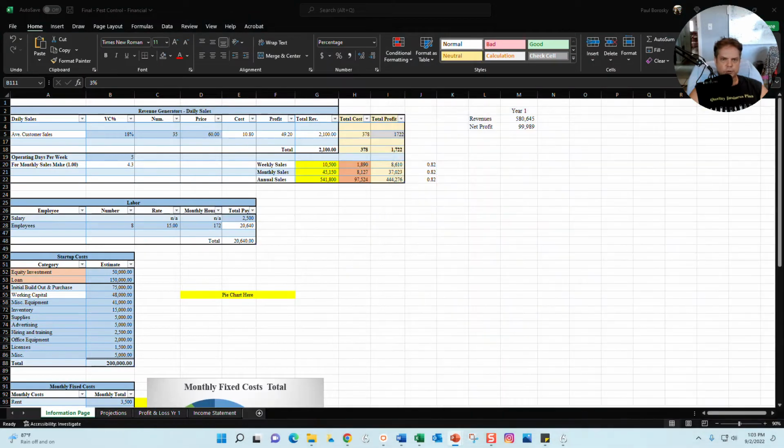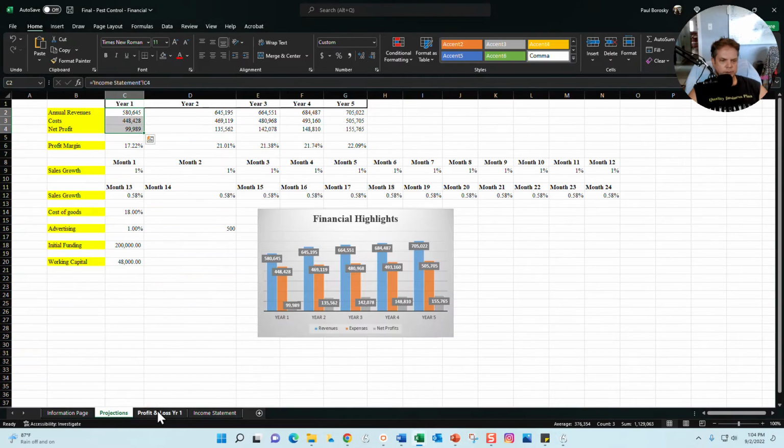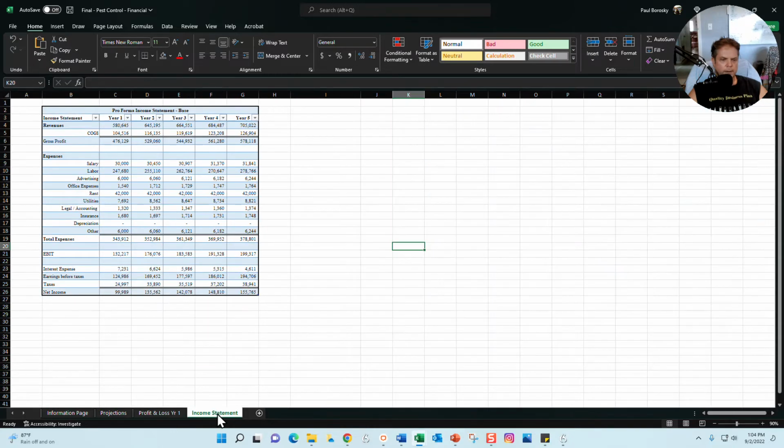With that infomercial done, let's take a look at this financial model. If you buy the Pest Control template on my website, you're going to get two documents, the Word document and the financial model. This right here is the financial model. Anywhere in the darker colored cells is where you can change the information. It comes with 4 tabs: information page, projections, profit and loss statement, and the income statement.